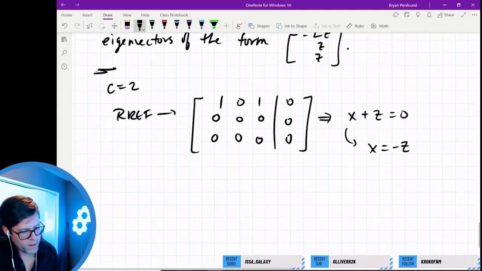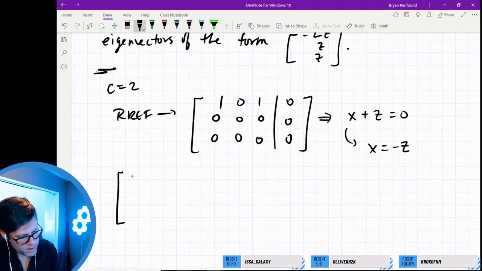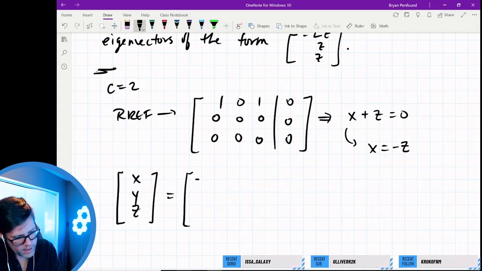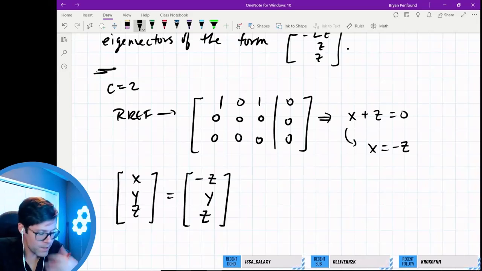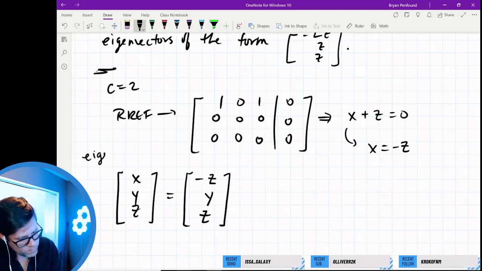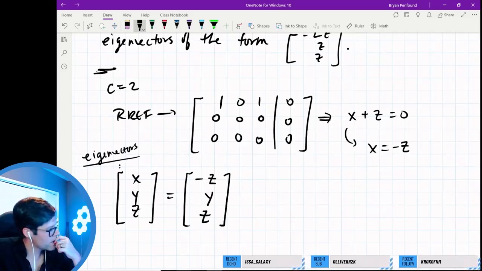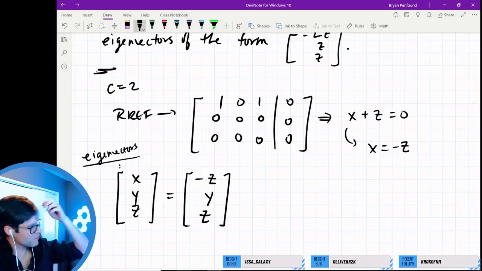So when I go to construct my eigenvectors, I get something that looks like this. x has to be minus z. I have no relationship for y. y is a free variable. And I also have z as a free variable. So this is now what my eigenvectors look like for c equal to 2. Which is kind of interesting. So this past one is a one-dimensional eigenspace. Left as an exercise for the reader, exactly.